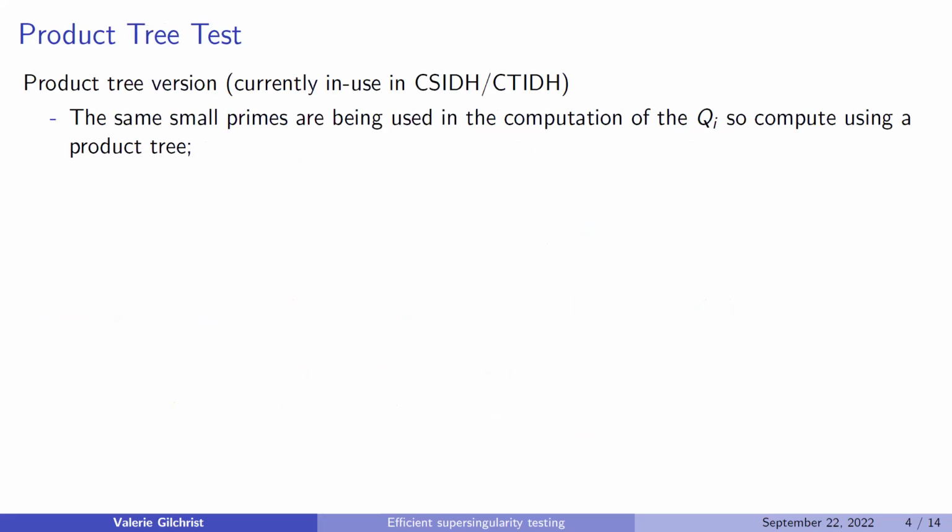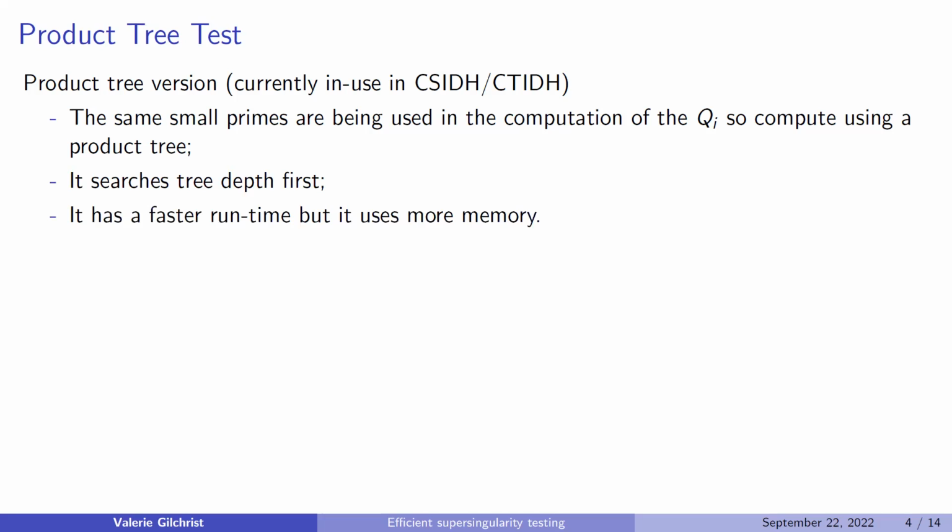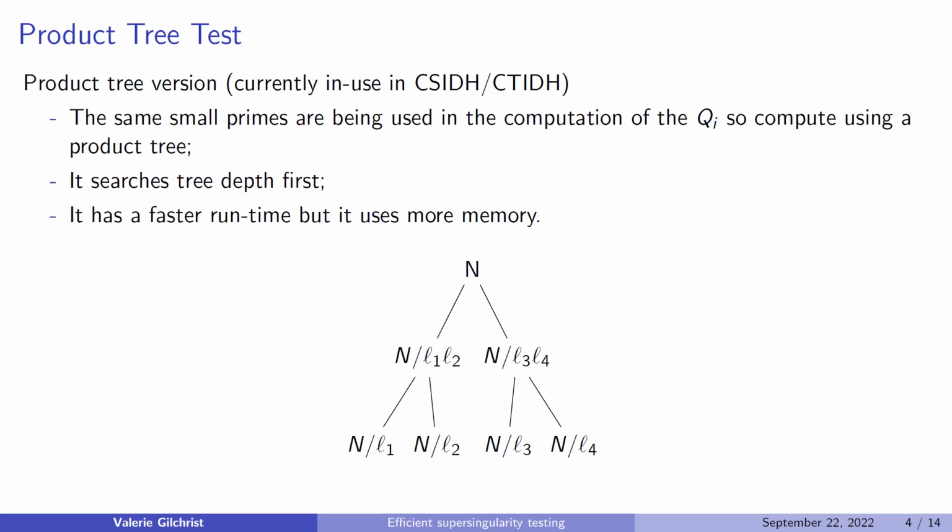In fact, they did improve the efficiency later on, but at a cost for memory. This is what we refer to as the product tree test, because they use a product tree. They notice that you're doing a lot of the same scalar multiplications in the previous algorithm, so they store some of these in a tree and then search the tree breadth first. As I mentioned, this does give quite a speedup, but it uses a lot more memory than the previous one.